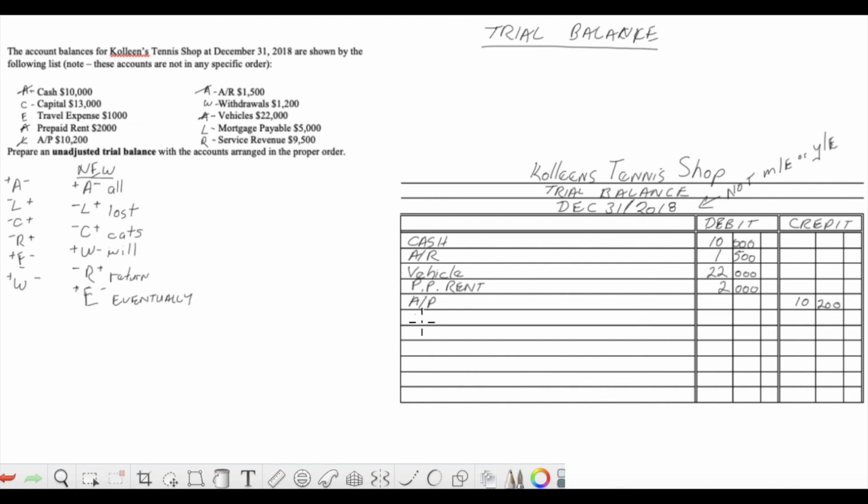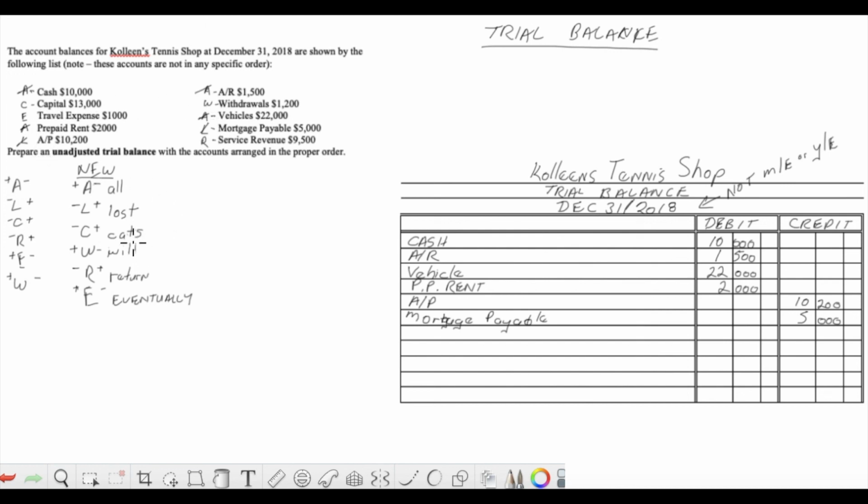Any more liabilities? Mortgage payable. So that could be from a mortgage company. Possibly. Could be from the bank. Mortgage payable. And it was for $5,000, and it goes on the right-hand side. Why? Because liability is on the right-hand side, right? It's a plus. It's $5,000. Perfect. All right. Any more liabilities?